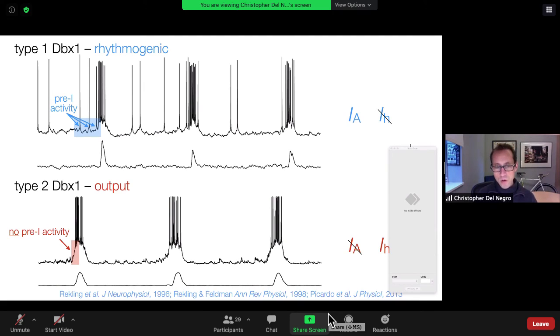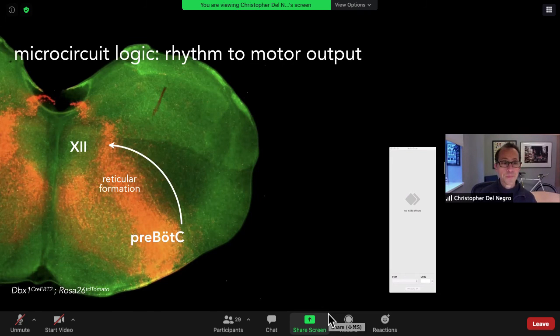And what we brought to this story, beginning around 2010, is work I did with Maria Cristina Picardo, and we've followed up in the lab now. We have some studies about ready. We found that DBX1 neurons fit these type 1 and type 2 profiles very neatly. And we use this idea that perhaps the type 1 neurons are rhythmogenic ones and the type 2 neurons are output related. So let's talk about the logic of the microcircuit.